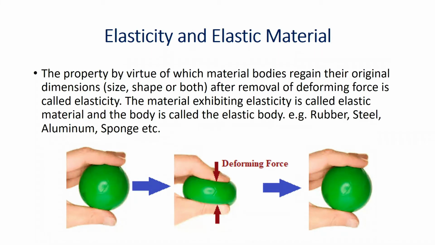When you apply deforming force on a body, its shape changes. And when you remove the deforming force, the body regains its original shape and size. Then the body is said to be an elastic body. Material of the body is called elastic material, and the property itself is called elasticity.